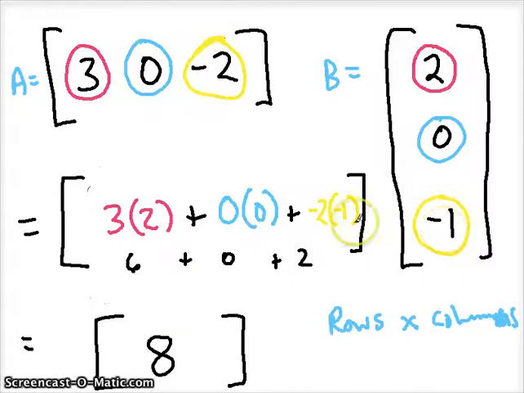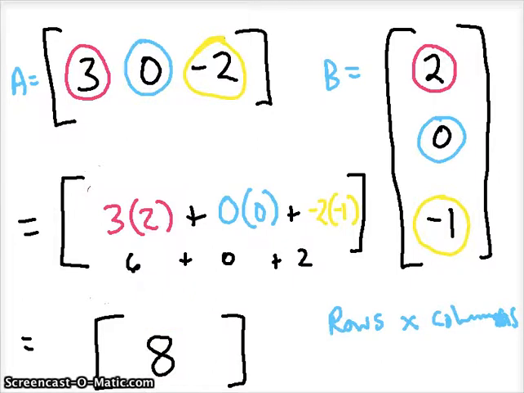And what we do to simplify all of that: simplify your products, add it all together. So we have 6 plus 0 plus 2, and that all combines to 8. So even though we multiplied a matrix with 3 entries by another matrix with 3 entries, when we multiplied our 2 matrices, we only got 1 entry as our product, or 1 entry as our outcome.